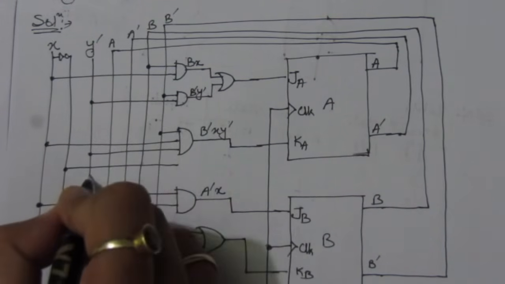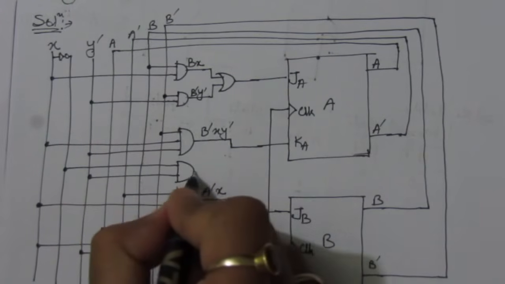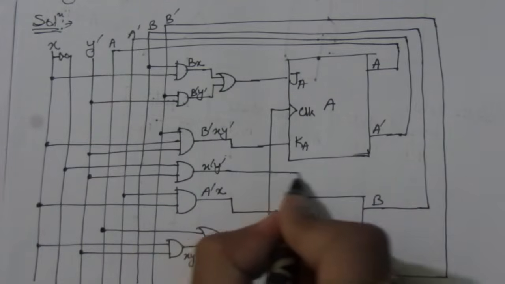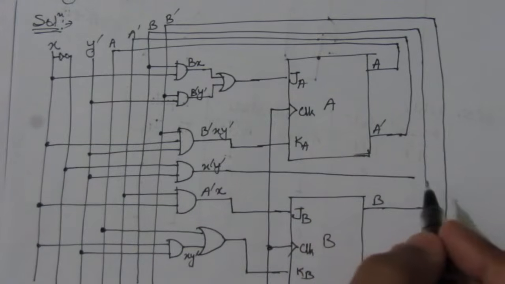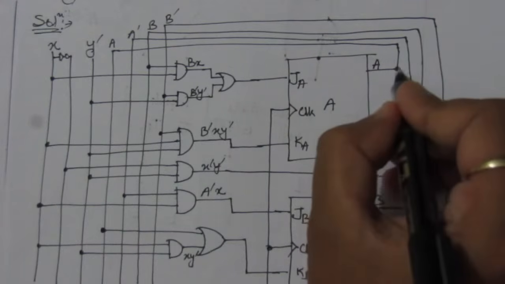Here we have y bar. If we use an AND gate, here we'll get x bar y bar. So this line you draw towards the outputs. We have to first multiply with A, so take a line from A.